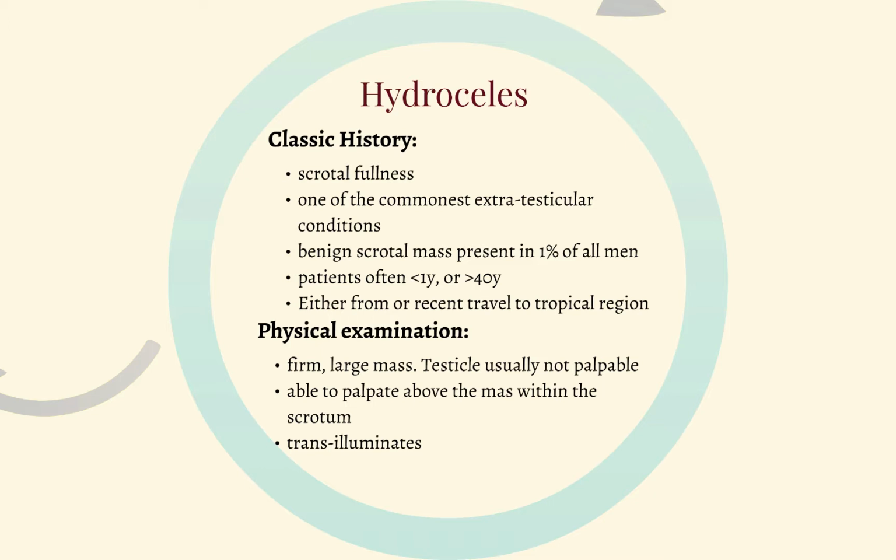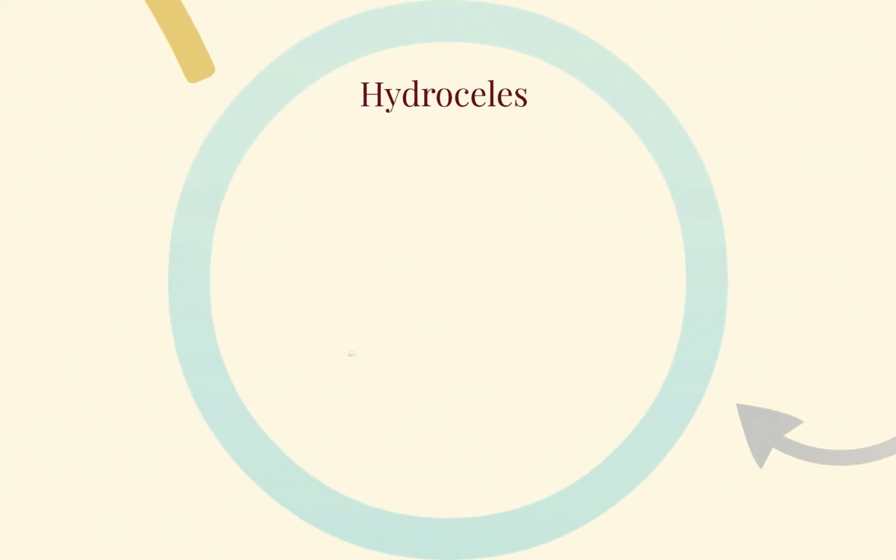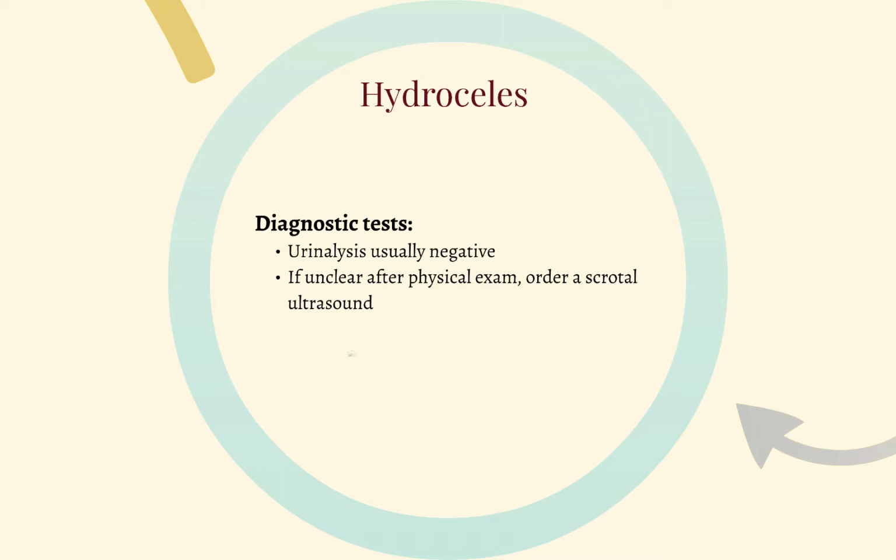On physical exam, some of the special findings can include a firm, large mass with the associated testicle usually not palpable, the ability to palpate above the mass within the scrotum, and transillumination when shining a light through the scrotum at the swelling, which indicates that the lesion is fluid-filled. Diagnostic tests like urinalysis have results that are usually negative. If the clinical picture is unclear after performing a physical exam, use a scrotal ultrasound.